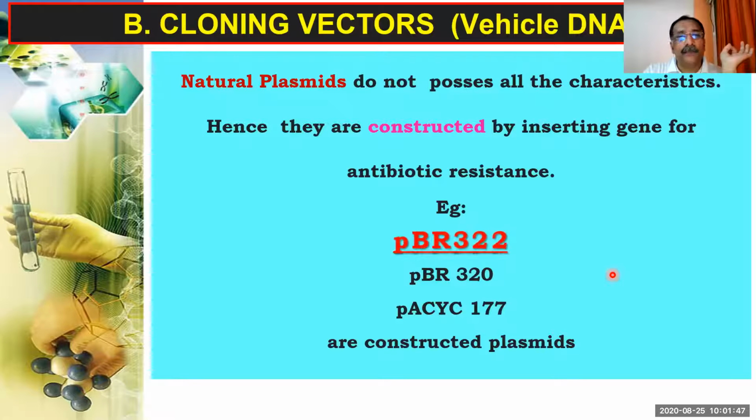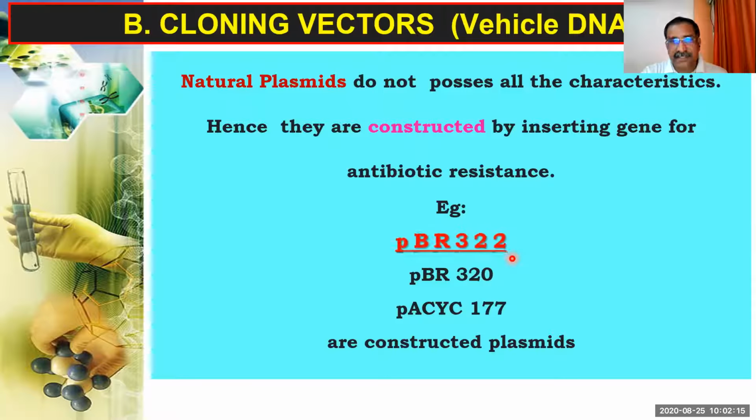pBR322, pBR325, pACYC177, all these three different types of plasmids are called constructed plasmids. These genes are constructed for antibiotic resistance. And the most widely used plasmid is pBR322.